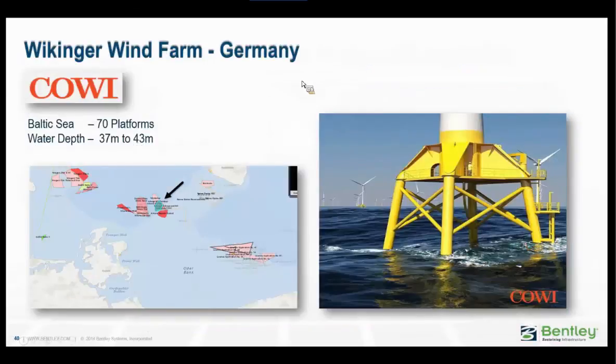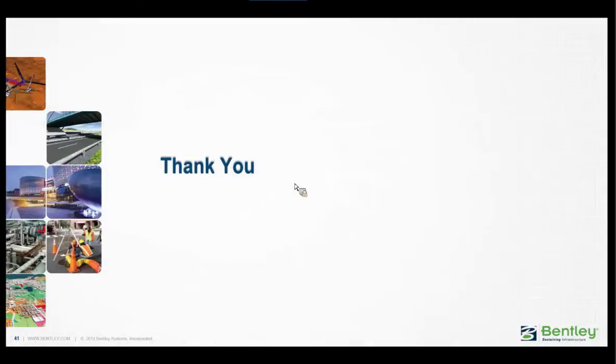This is the Wikinger wind farm off the coast of Germany in the Baltic Sea. 70 platforms in this case, with water depths ranging from 37 meters to 43 meters, which are being installed right now. And that brings me to the end of this tech talk. If you have any questions, we could definitely field those now.